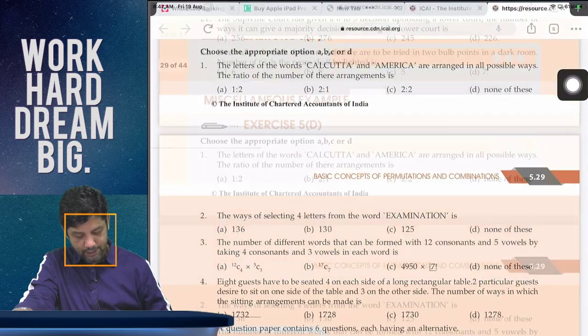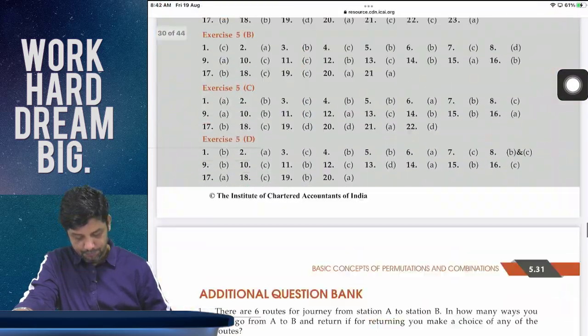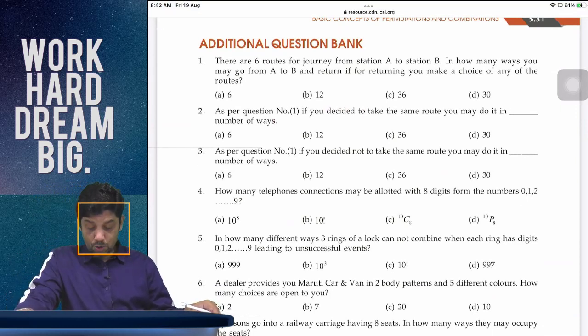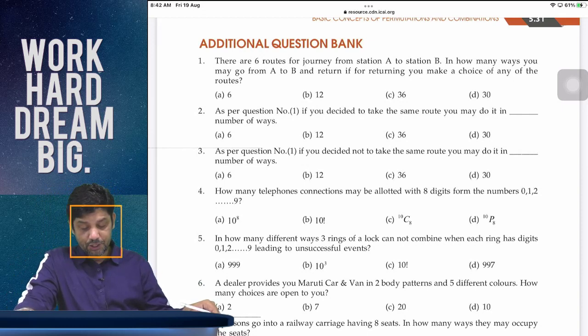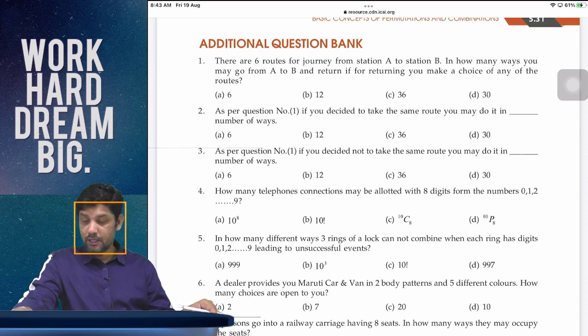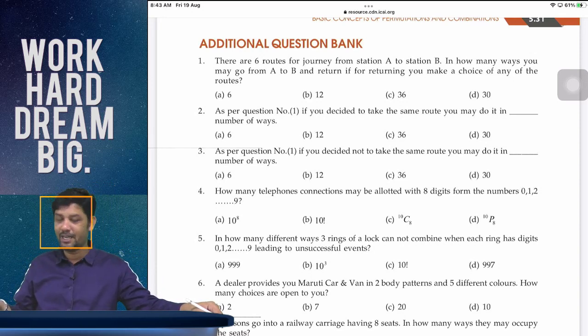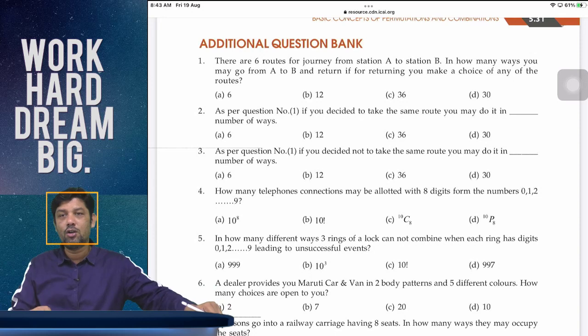Come to the additional question bank now. Sum number 1. There are 6 routes for a journey from station A to station B. In how many ways may you go from A to B and return, if for returning you make a choice of any of the routes? 6 into 6, 36. Why 36? For going 6 routes, for coming back 6 routes. There is no constraint, I can take any route.